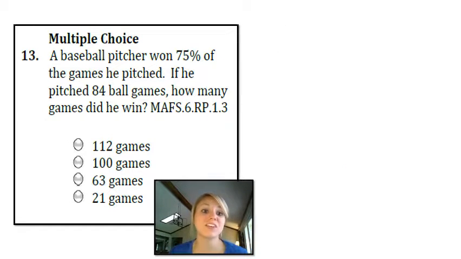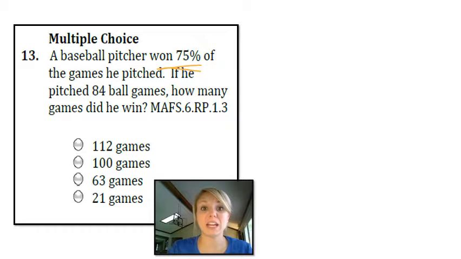All right, question 13 says a baseball pitcher won 75% of the games he pitched. If he pitched 84 ball games, how many games did he win? So it's important we start this and we look at it and we highlight or we circle anything that we might be using for this problem to help us figure it out. When I'm looking at this, I see that the baseball pitcher won 75% of the games that he pitched.